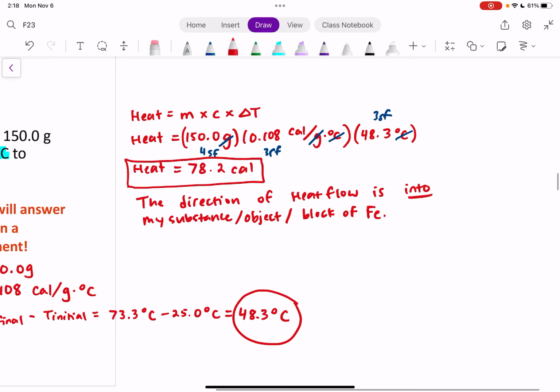So if you have a positive number at the end, I don't have a negative sign there, your heat flow is going to be into your substance. If you have a negative number at the end, say there was a negative sign here, then it would be out of your substance.